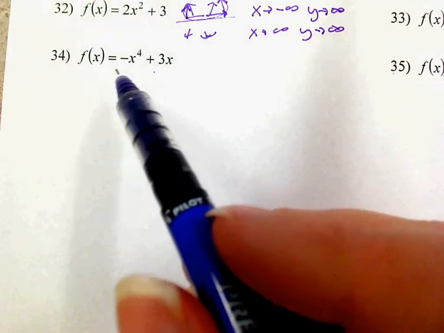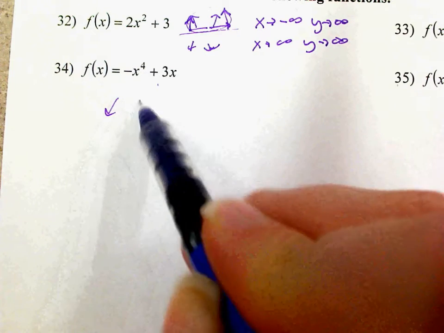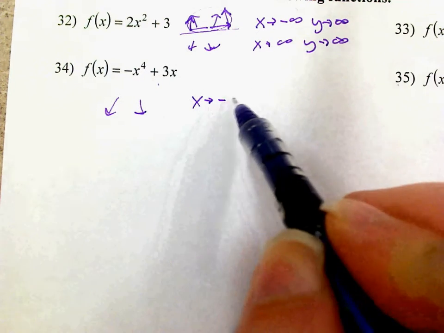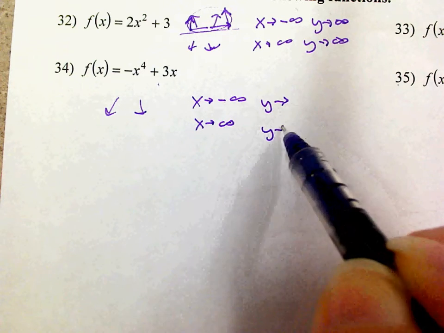Okay? This is a negative even. Evens go in the same direction, but if it's negative, then they both go down. So no matter which way you're going on x, y is going down.